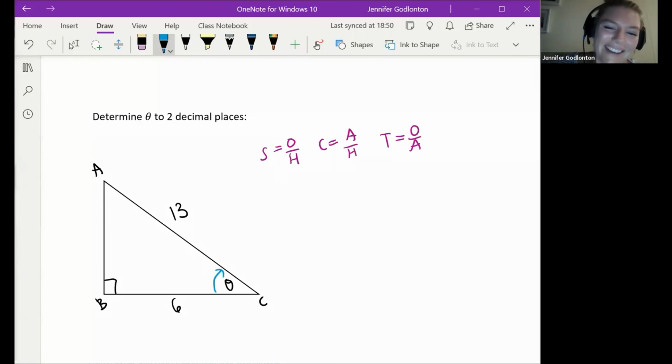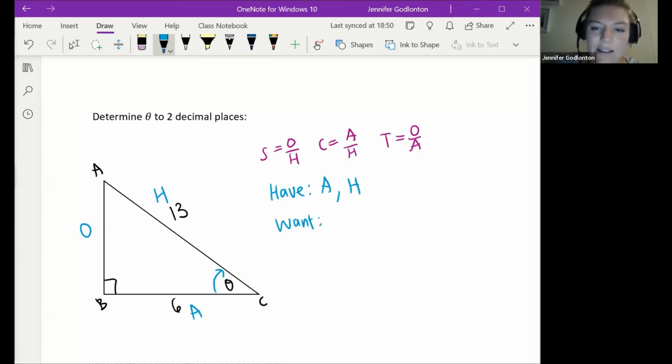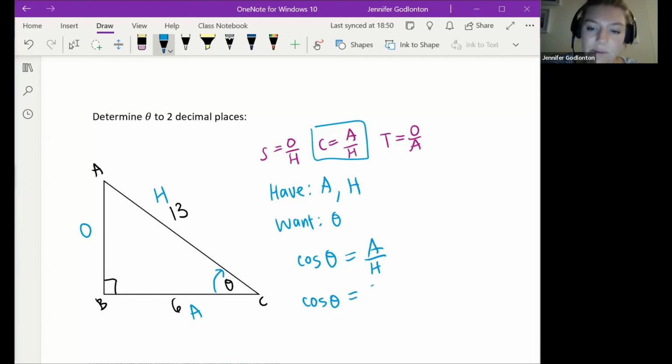Okay, let's have a look. So this is our hypotenuse. This would be our opposite. This would be our adjacent, which means that we have our adjacent and we have our hypotenuse, and we are wanting theta. If we have A and H, we want to use cos. So we're going to say cos of theta is equal to adjacent over hypotenuse. So cos of theta is equal to 6 over 13.